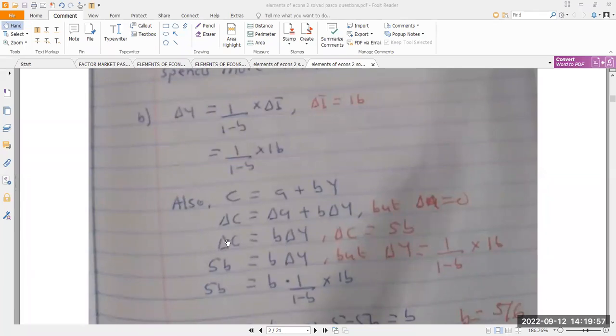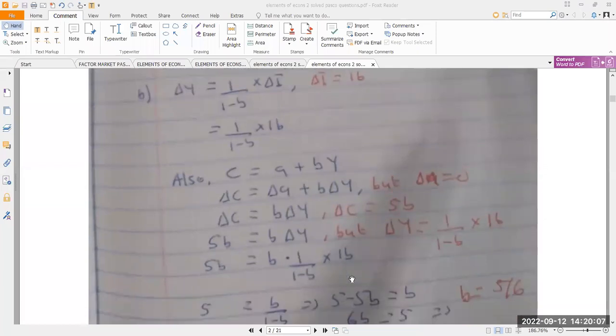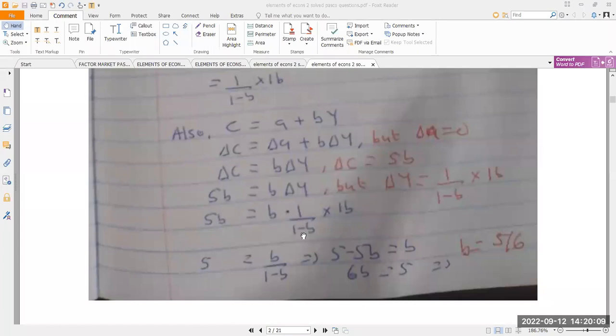So we insert change in C as 5 billion. Then this equals b times change in Y. Change in Y is 1 over 1 minus b times 1 billion, okay? So from here, we are just solving for b. So 5 should equal b over 1 minus b. We do cross multiplication. We get 5 minus 5b is equal to b. So solve for b. We are getting b to be 5 over 6.